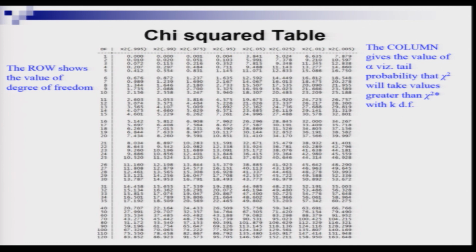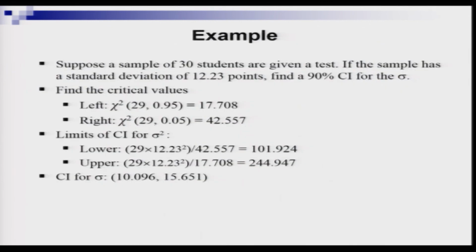So, from this table we have got the values, and the formula I have already shown you. After plugging these values of left and right critical values into the formula for the confidence interval for sigma square, you get the lower limit value as 101.924 and the upper limit value as 244.947. If you take the square root of these two numbers, finally you land up with the confidence interval for the population standard deviation, and of course that is a lower number, 10.0.